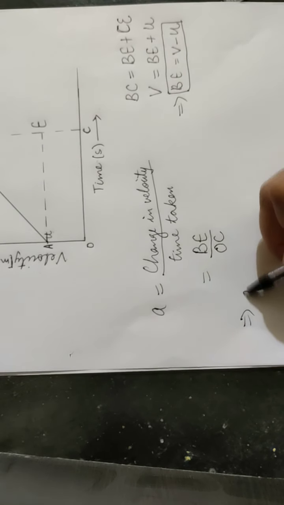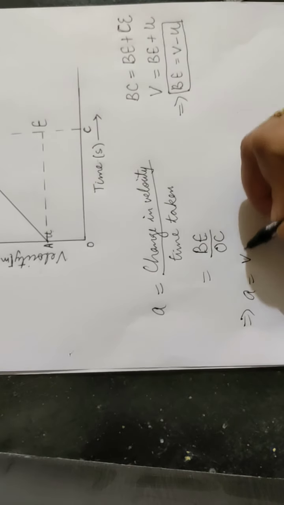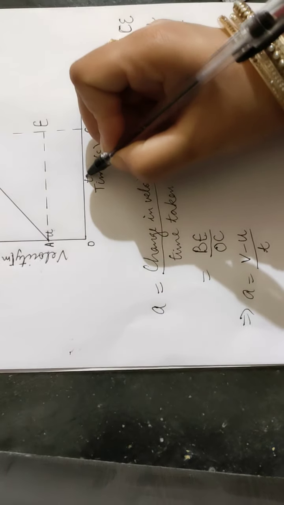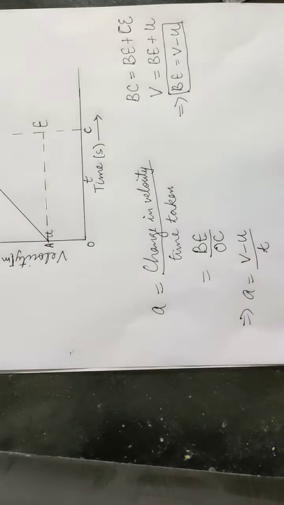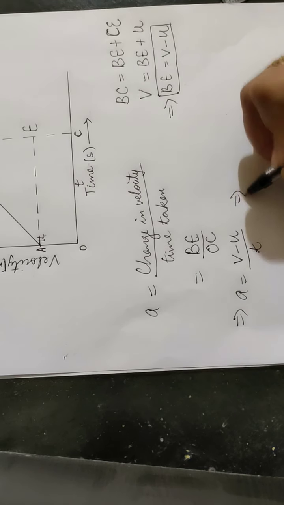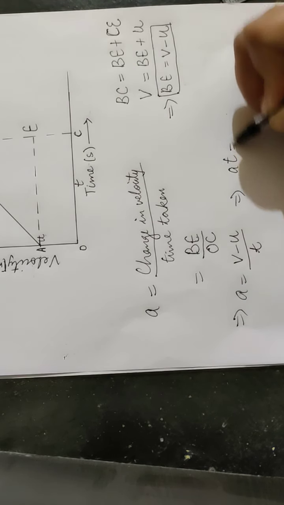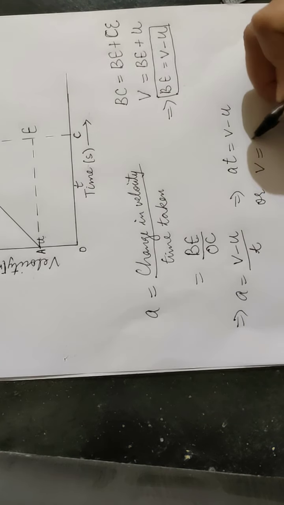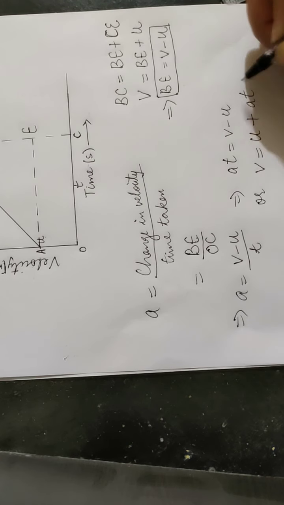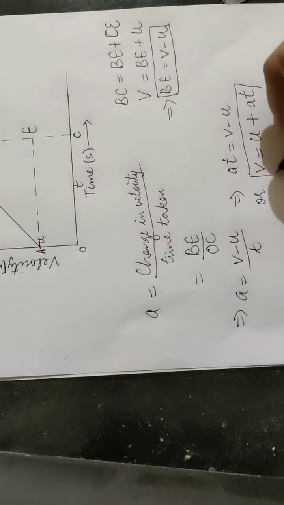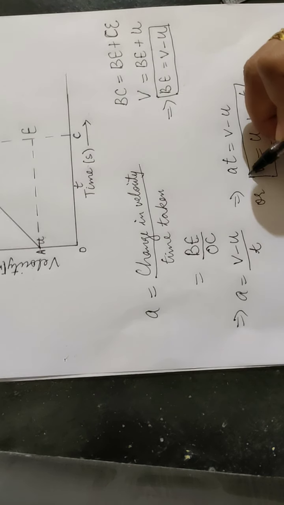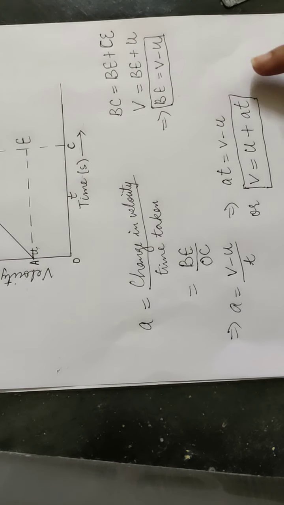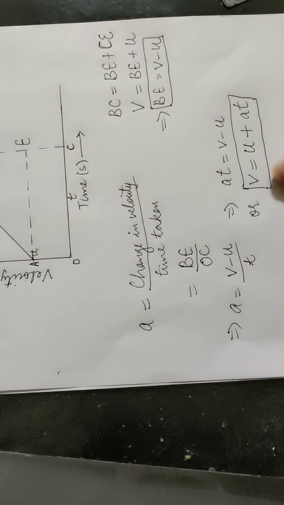which implies a is equal to, what is BE equal to? It is v minus u. And what is OC? It is equal to t. This is the time axis. It is equal to t. On rearranging, we get a into t is equal to v minus u, or we can write v is equal to u plus at. This equation is the required equation of motion. It is also known as the first equation of motion, which shows the relationship between velocity and time.